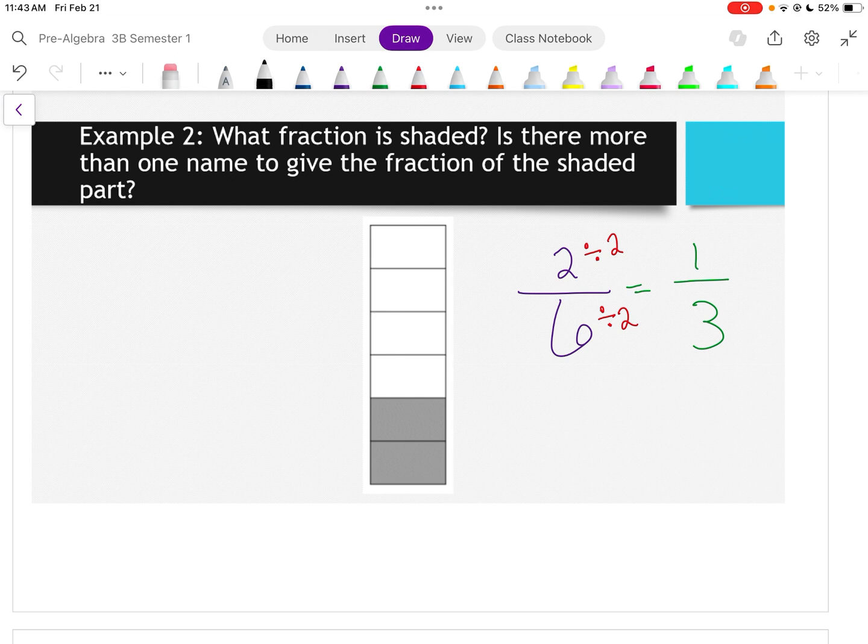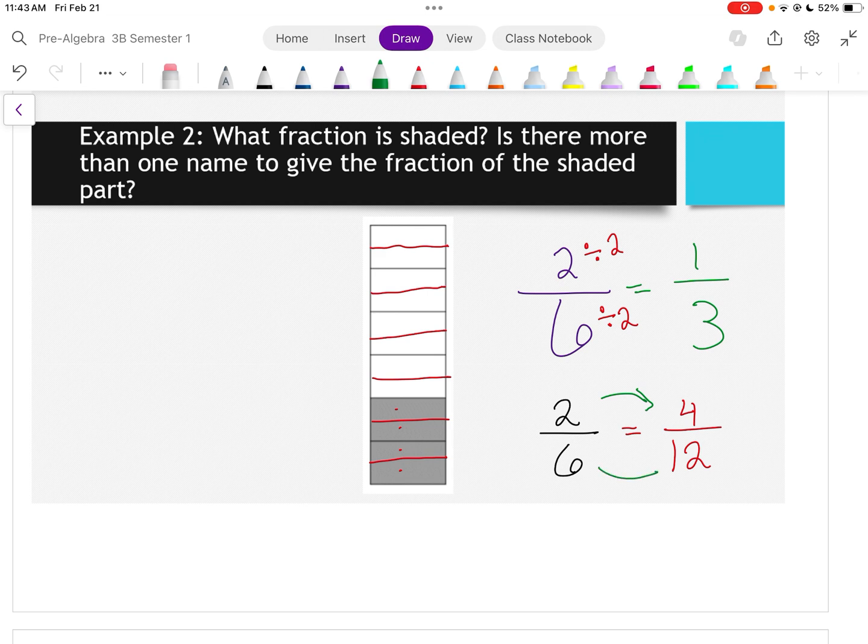Another thing that we could do, so if we started with 2 over 6, we could split it up into even smaller pieces. So we could split each of these into 2 equal parts. So then instead of having 6 total parts, we would have 12. And then of the shaded ones, we would have 4. So another way to get this is by taking our numerator and denominator and multiplying it by 2. So 1/3, 4/12, and 2/6 are all equal to each other.